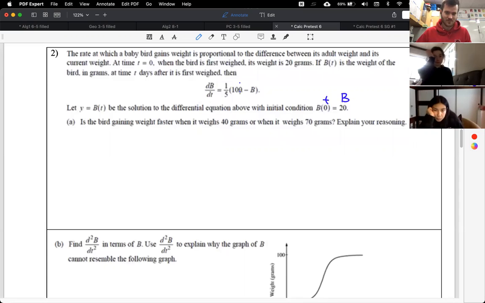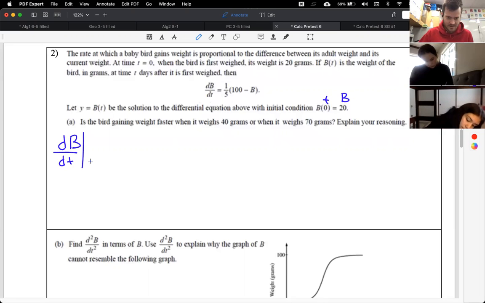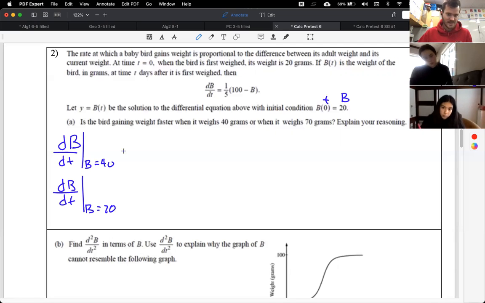If I plug in 40 and that's the speed. So the mathematical notation for that is dB/dt, evaluation bar, when is t grams? What is that? t is time. Oh, capital B is the grams. I'm reading this question now. So I'm going to say capital B here is equal to 40. And then I'm going to do kind of the same thing. The derivative of capital B with respect to time t when B is equal to 70. What is that going to be equal to?